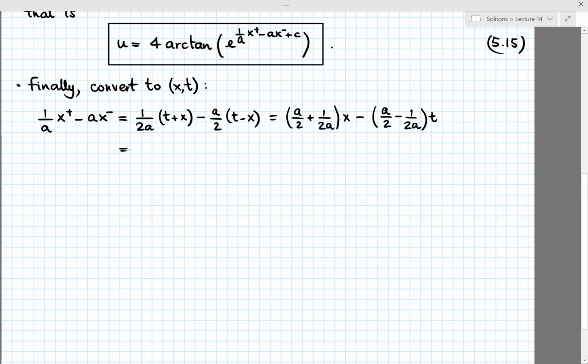Finally, let's extract the coefficient of x as a common factor. By writing a common denominator, I can write that as a squared plus 1 over 2a, and that multiplies x, minus the coefficient of t, which was a squared minus 1 over 2a. So taking into account a common factor in front, we get a squared minus 1 over a squared plus 1, and that multiplies t.